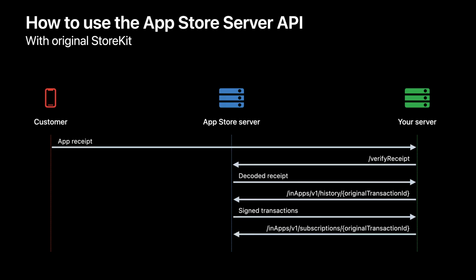These transactions include non-consumables, refunding consumables, non-renewing subscriptions, and auto-renewing subscriptions. Then, if you want to get the latest signed transaction and signed renewal information for a specific subscription, call the Get All Subscription Statuses endpoint with the corresponding original transaction ID. This will return all the signed transactions and renewals for the subscription that correspond to the given original transaction ID.